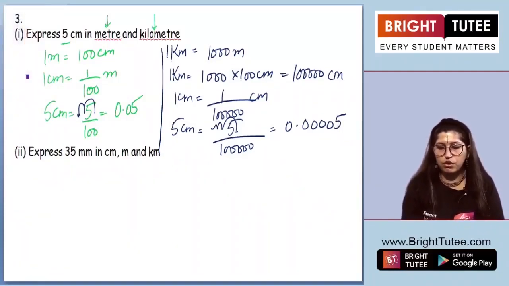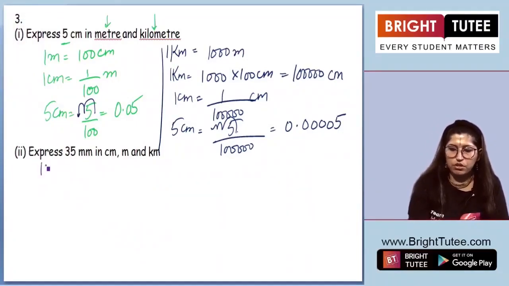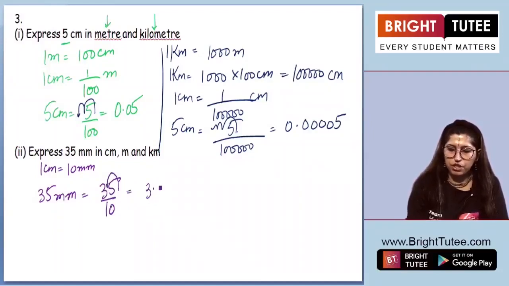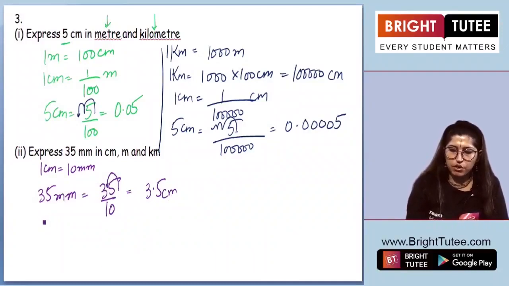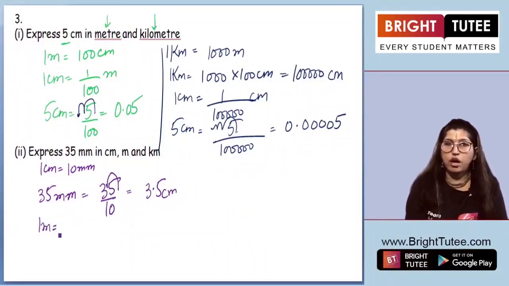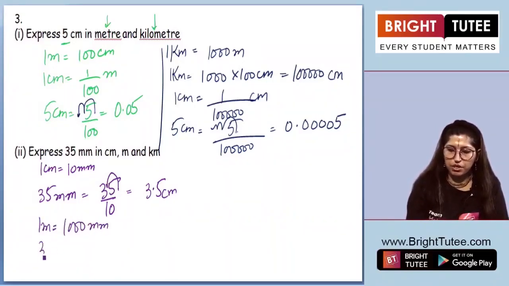Now we need to convert it to centimeter, meter and kilometer, and we know the relations. So the relation between centimeter and millimeter is this. Now 35 millimeter will be 35 upon 10. Again the decimal is here, shifting it one place to the left gives 3.5 centimeter. Talking about the meters then: if we have 1 meter equals 100 centimeter, that means it will be 1000 millimeter. So 35 millimeter is equal to 35 upon 1000 meter.